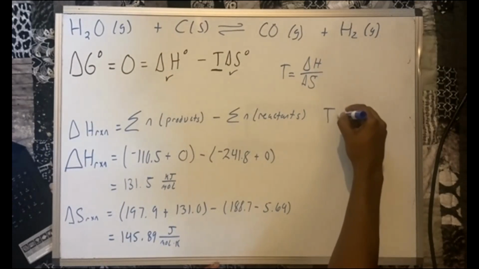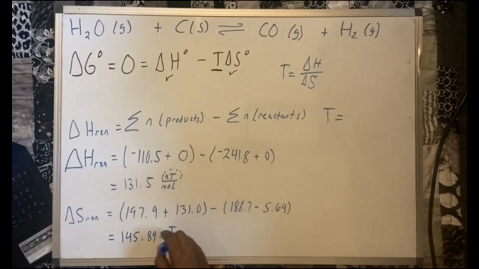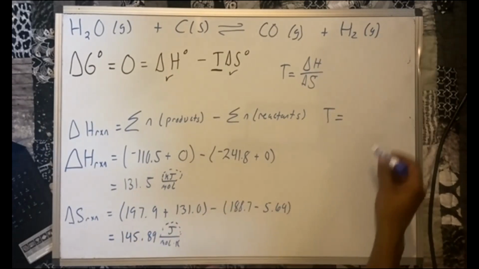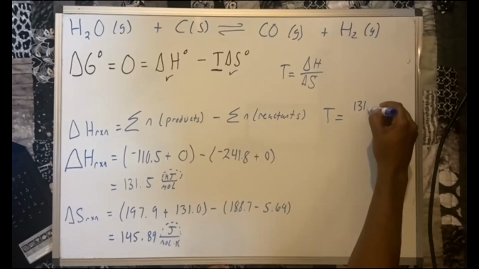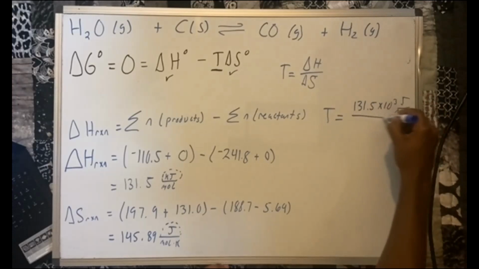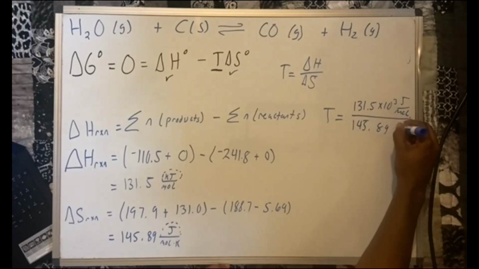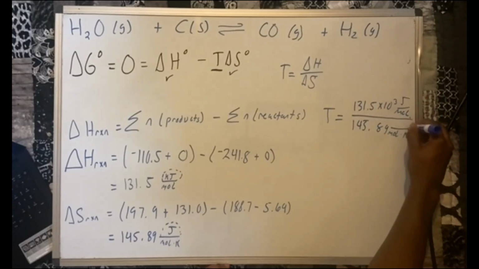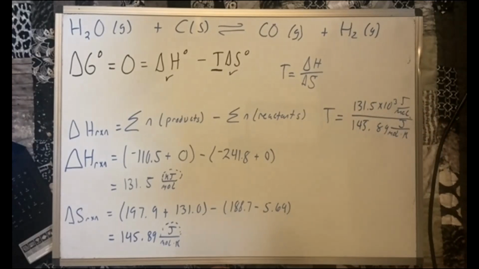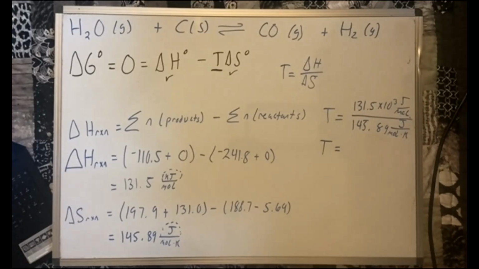So my temperature is going to equal, again, I'm stressing this a lot, kilojoules here and joules there, they have to be the same. So I'm just going to say 131.5 times 10 to the 3 joules per mole over 145.89 joules per mole Kelvin. So my units cancel out correctly, right? I just end up with Kelvin.